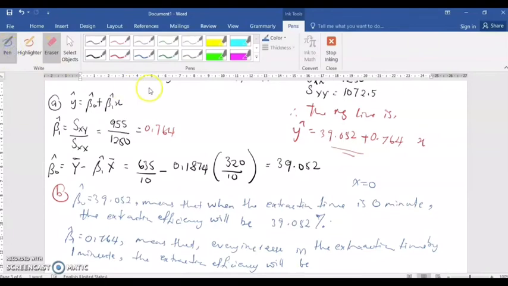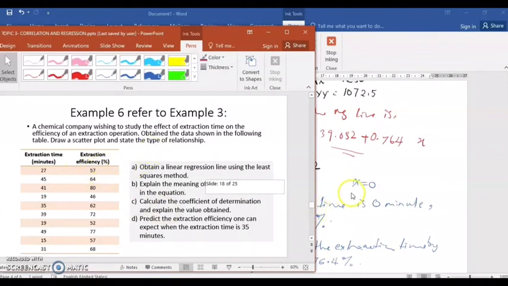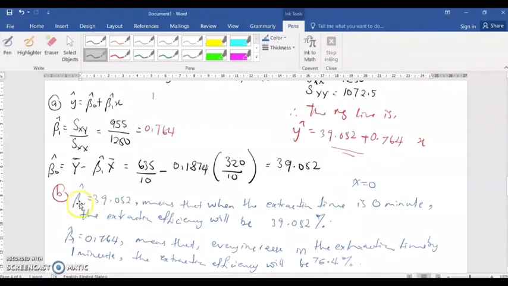Maybe 76.4%. We can do this in terms of percentage, since we are using percentage for extraction efficiency, and extraction time is in minutes. So you need to consider the unit when you want to explain the data. For beta naught hat, it means that when the extraction time is 0 minutes, the extraction efficiency will be 39.052%.